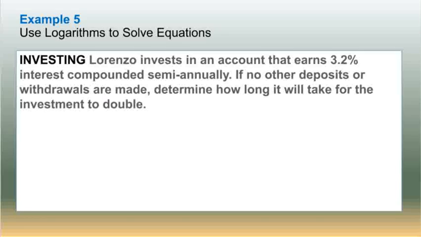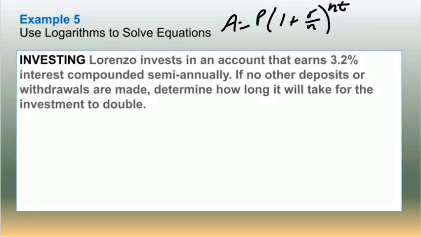Example 5. Here we're going to use logarithms to solve equations. Lorenzo invests in an account that earns 3.2% interest compounded semi-annually, and no other deposits or withdrawals are made. Determine how long it will take for the investment to double. So this is compound interest, so we are using the formula A equals P times 1 plus the rate divided by n, raised to the nt power.